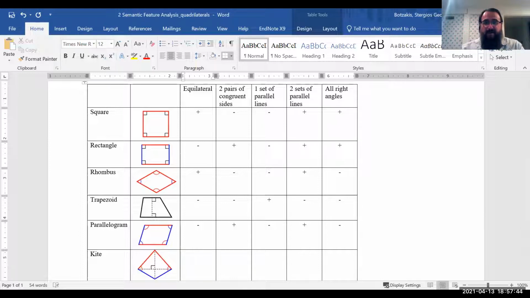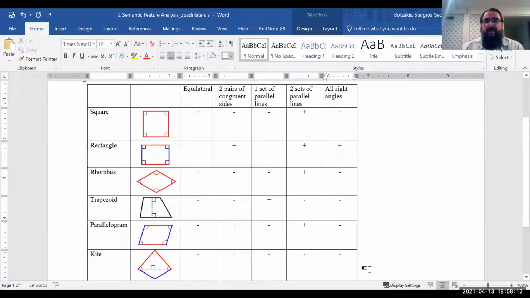Then we get to the last one. This is another outlier. Is it equilateral? It's a kite, and a kite is not equilateral. It has two sets of congruent sides, two pairs. This side and this side are congruent. This side and this side are congruent. It does not have parallel lines at all, and it doesn't have all right angles. And so you can see what defines these shapes. And this is technical mathematics. So when you talk to students, they know exactly what these shapes are.